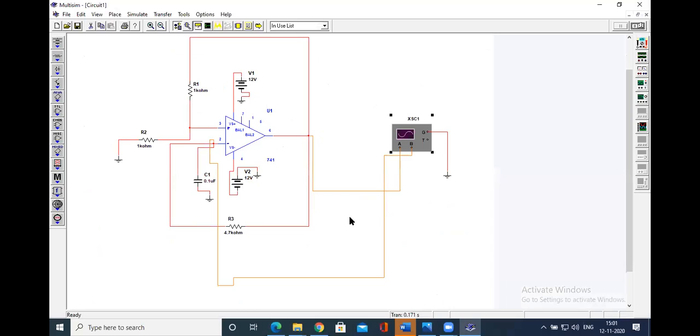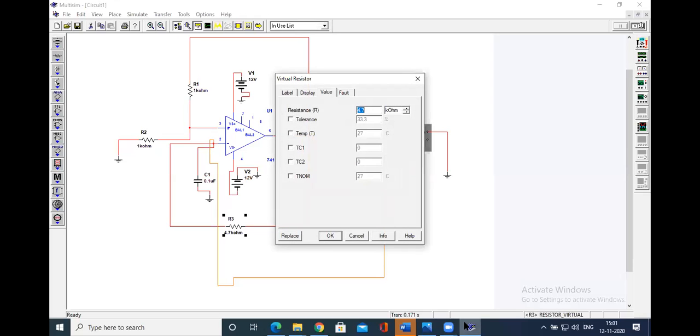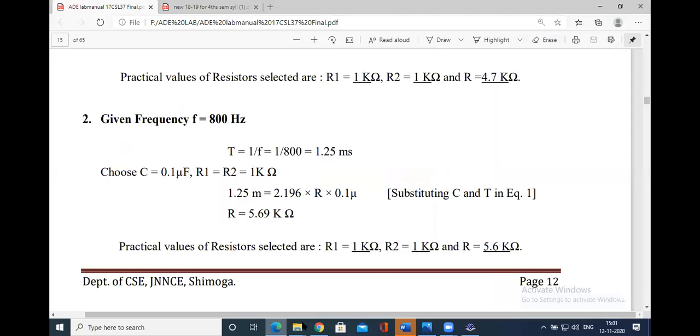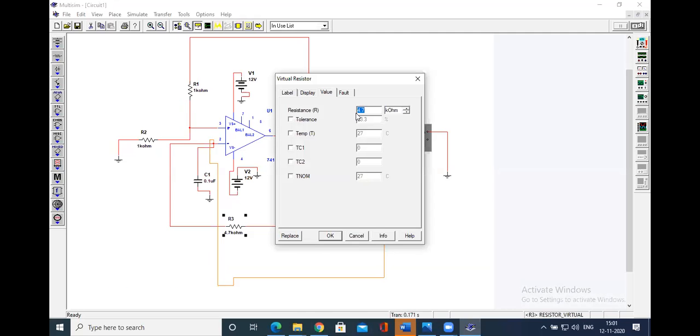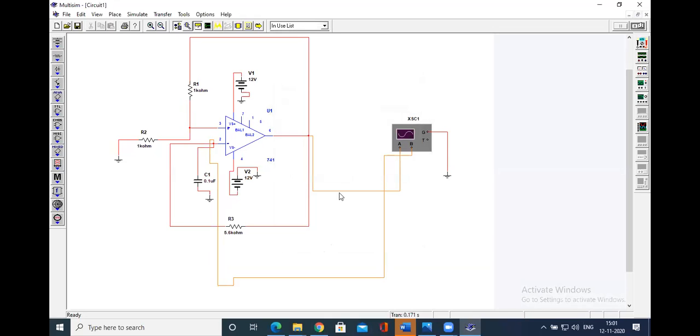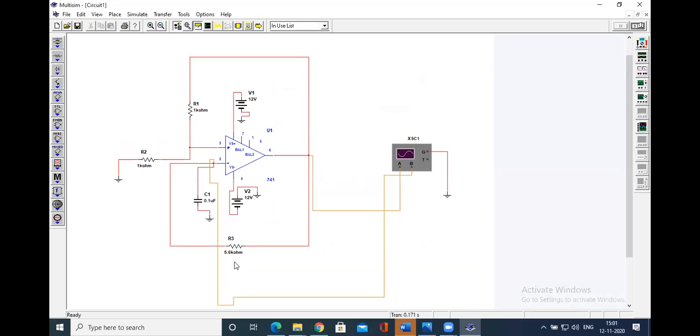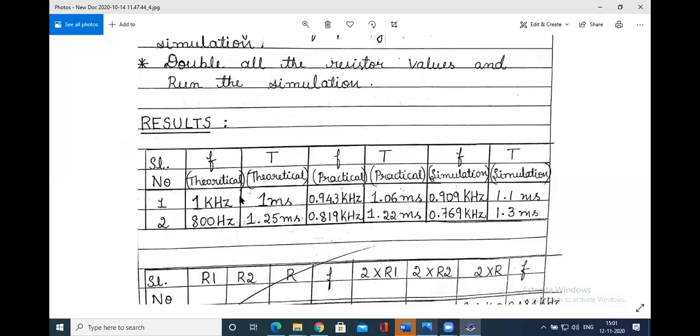So just what you have to do in this simulation part, all of you just focus here. I'm just modifying the resistor value in the same experiment, everything else is the same. 4.7, I'll modify it to 5.6 kilo ohm. Why have I modified it? I am doing case 2, for the frequency 800 kilohertz. For a frequency of 800 kilohertz, I calculated the theoretical value, that is 1.25.